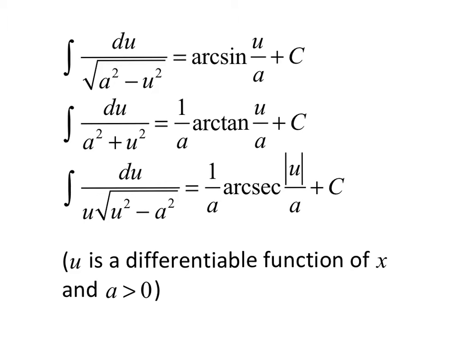So on the first one, arcsine, you would be looking at the integral of du over the root of a squared, which is a constant, minus u squared, and based on the derivative, that is going to be going backwards to arcsine, but it's going to be u over a plus c. So if you think about the derivative, we didn't have that in the derivative formula, and if you need to recall that, you can go back and watch my YouTube video over inverse trig functions differentiation.